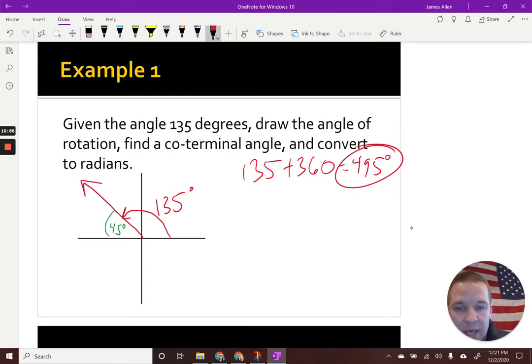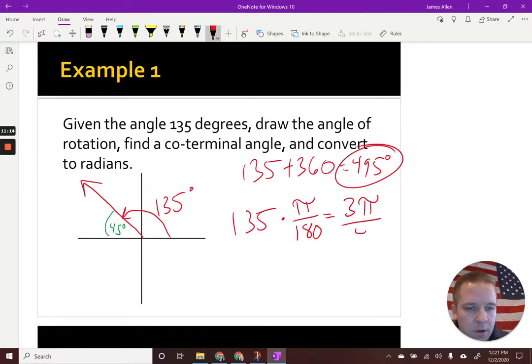So I'm in degrees. I'm going to go 135, and I'm going to multiply that by pi over 180 to convert into radians. I'm going to reduce this, which is a little bit tricky, but 135 over 180 is 3/4, so we're going to have 3 pi over 4. And you may even remember some of that from your unit circle from last year, that 135 is your 3 pi over 4. All right.